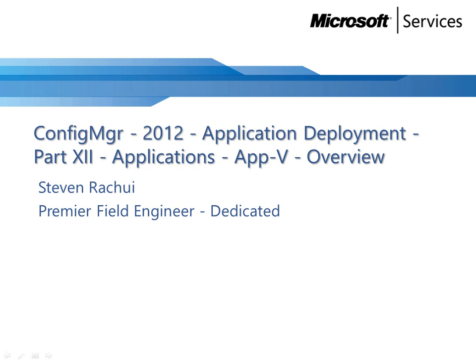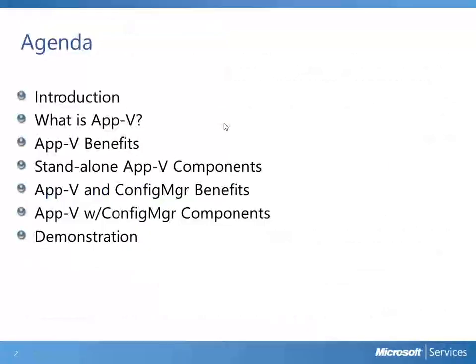Today's session will be an overview discussion to introduce the topic and show how Config Manager and App-V can work together. To set the stage, we're going to talk about App-V by itself, just standalone App-V: what it is, what the benefits of it are, and what an infrastructure might look like if standalone App-V were deployed. Then we'll spend time talking about App-V and Config Manager, the benefits there, and there are a lot. The infrastructure, if you plug in App-V alongside Config Manager, and then we'll spend the bulk of our time walking through a demo that I have in the lab.